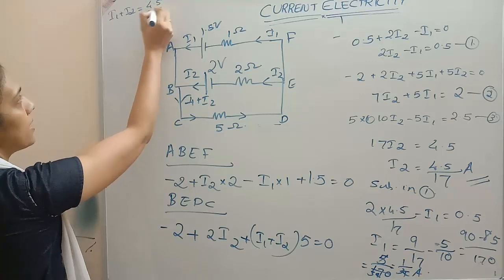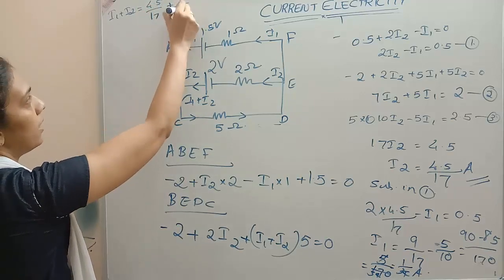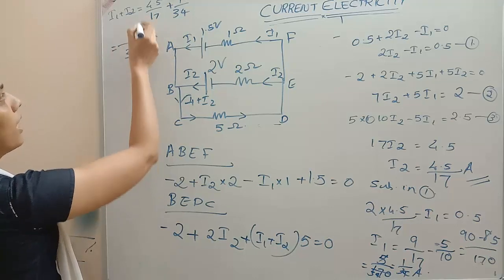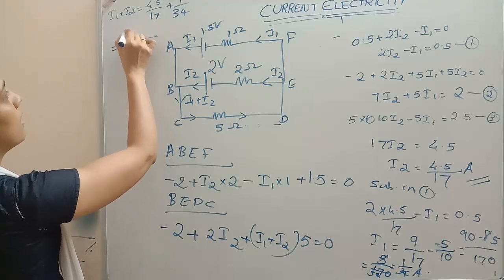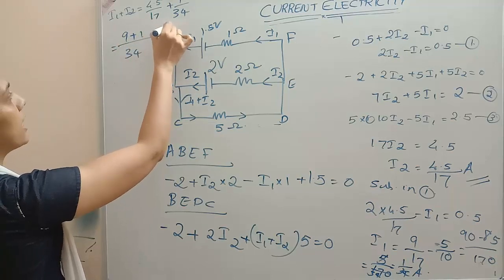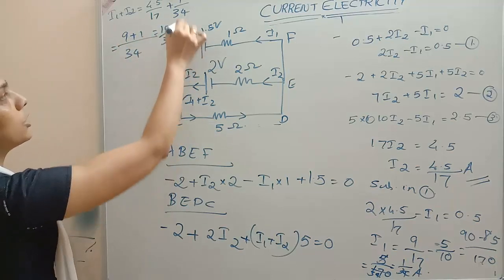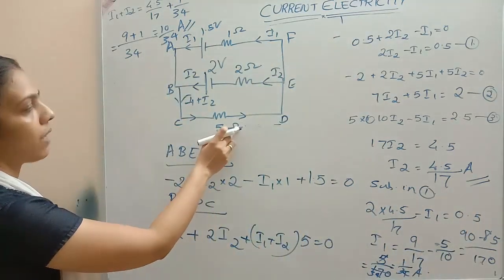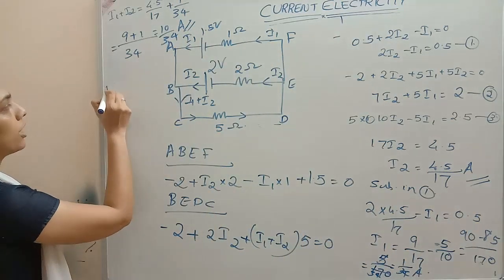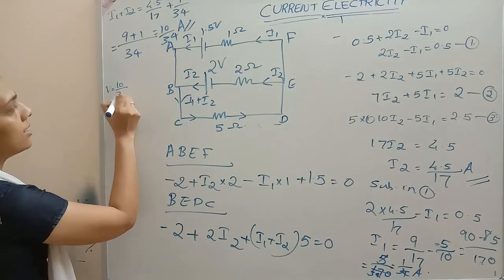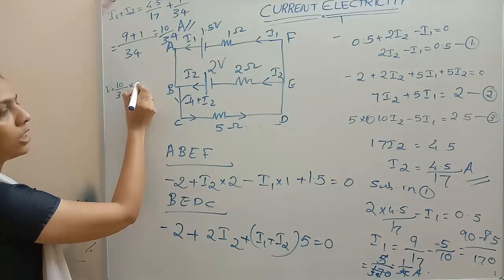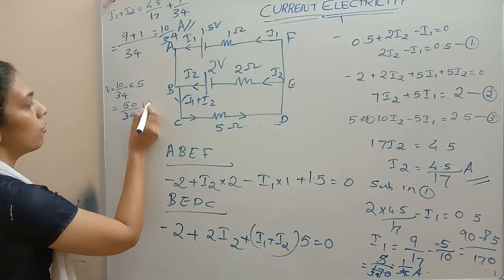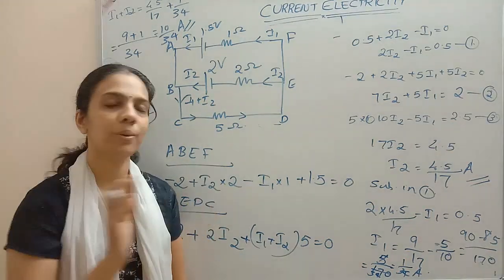Therefore I1 plus I2 equals 4.5 divided by 17 plus 1 by 34. 34 is the LCM, so you will get 9 plus 1, 10 by 34. This much ampere current will be passing through this 5 ohm resistor. So the potential difference, V equals I into R, will be 10 by 34 into 5, so 50 divided by 34 volt. Okay, clear? So this is how we find it.